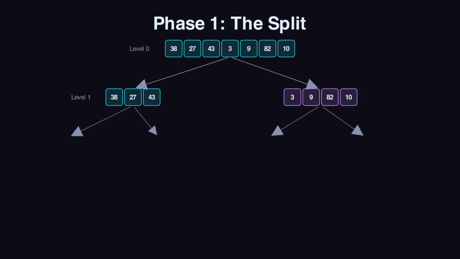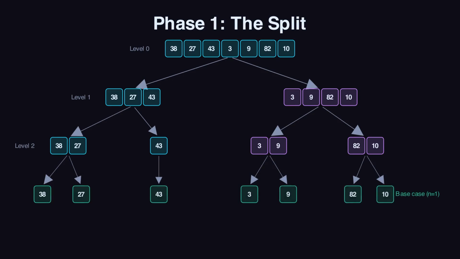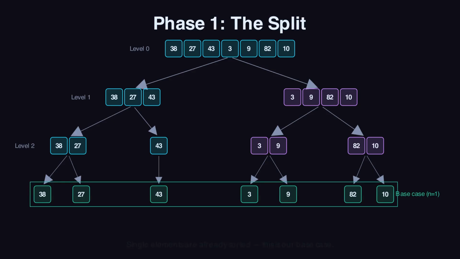That's level 2. One more split. 38, 27 becomes 38 and 27. The pairs 3, 9, and 82, 10 each split into 2 singletons. Now at level 3, we have 7 individual elements: 38, 27, 43, 3, 9, 82, and 10. Each is a single element, and a single element array is always sorted by definition. This is our base case. The recursion stops here.